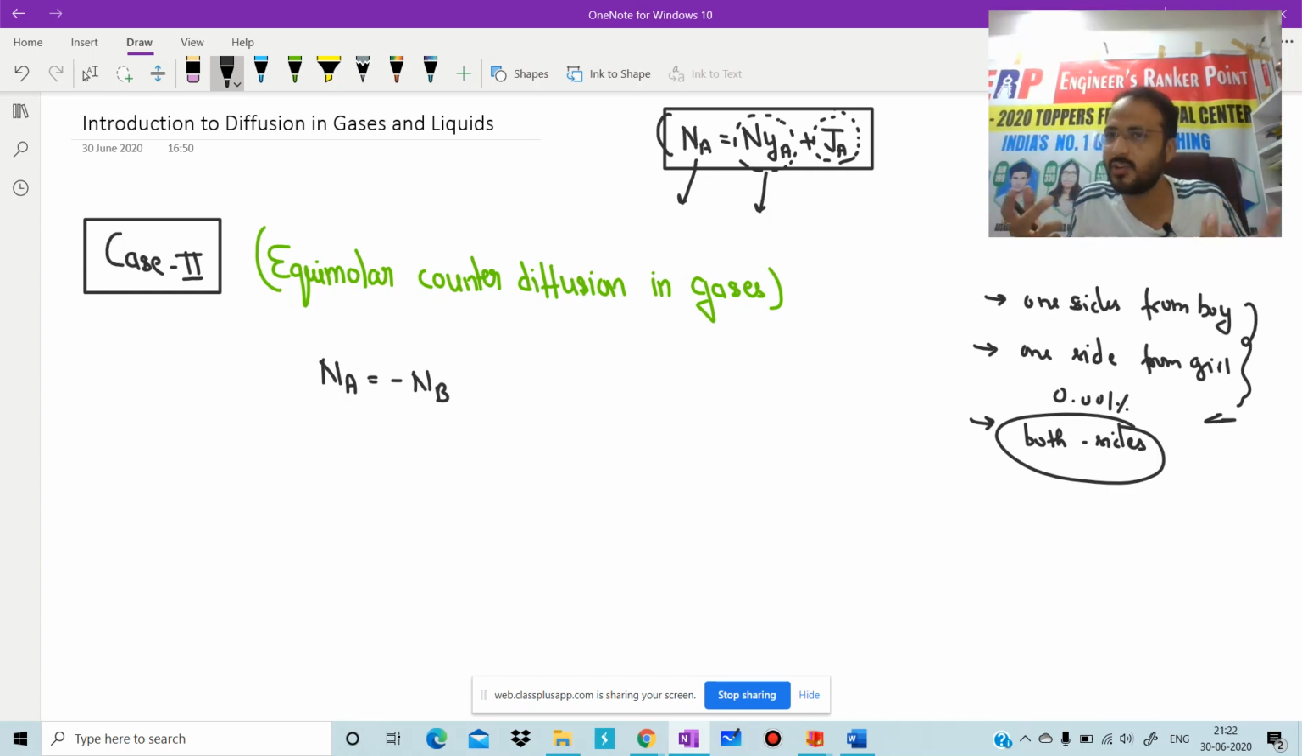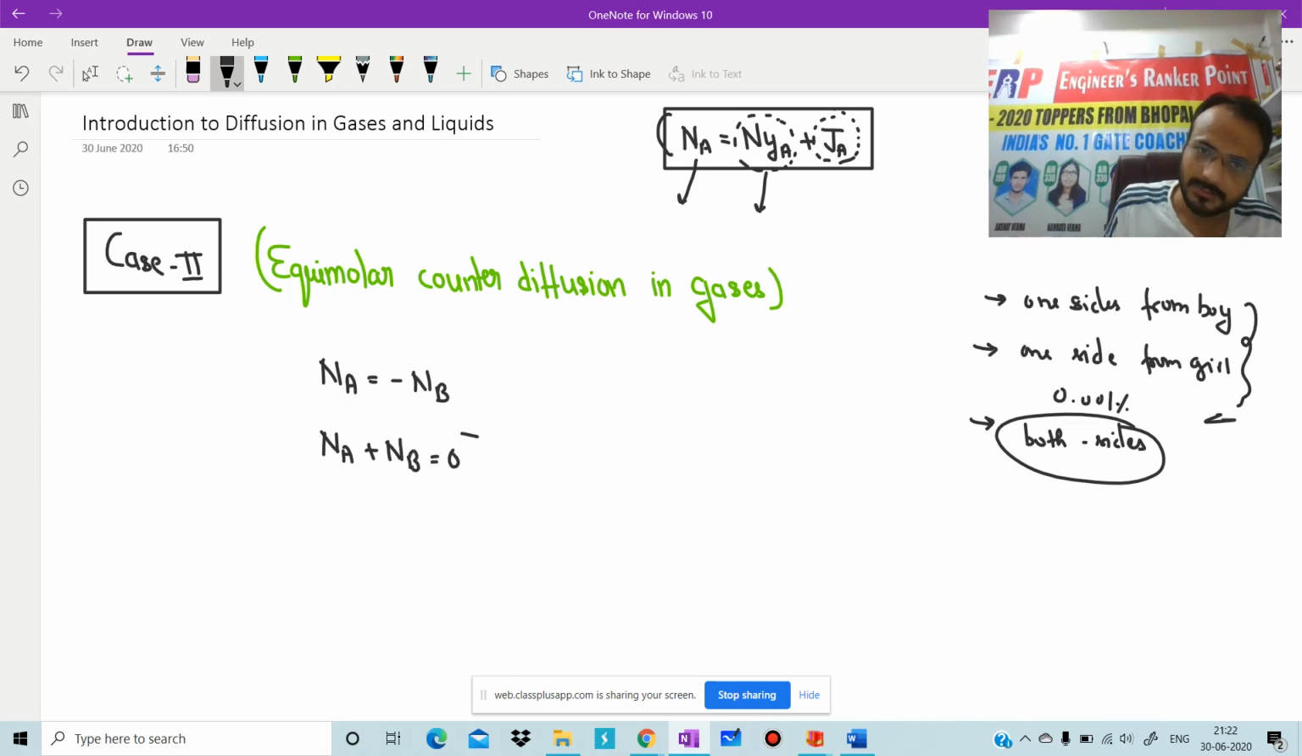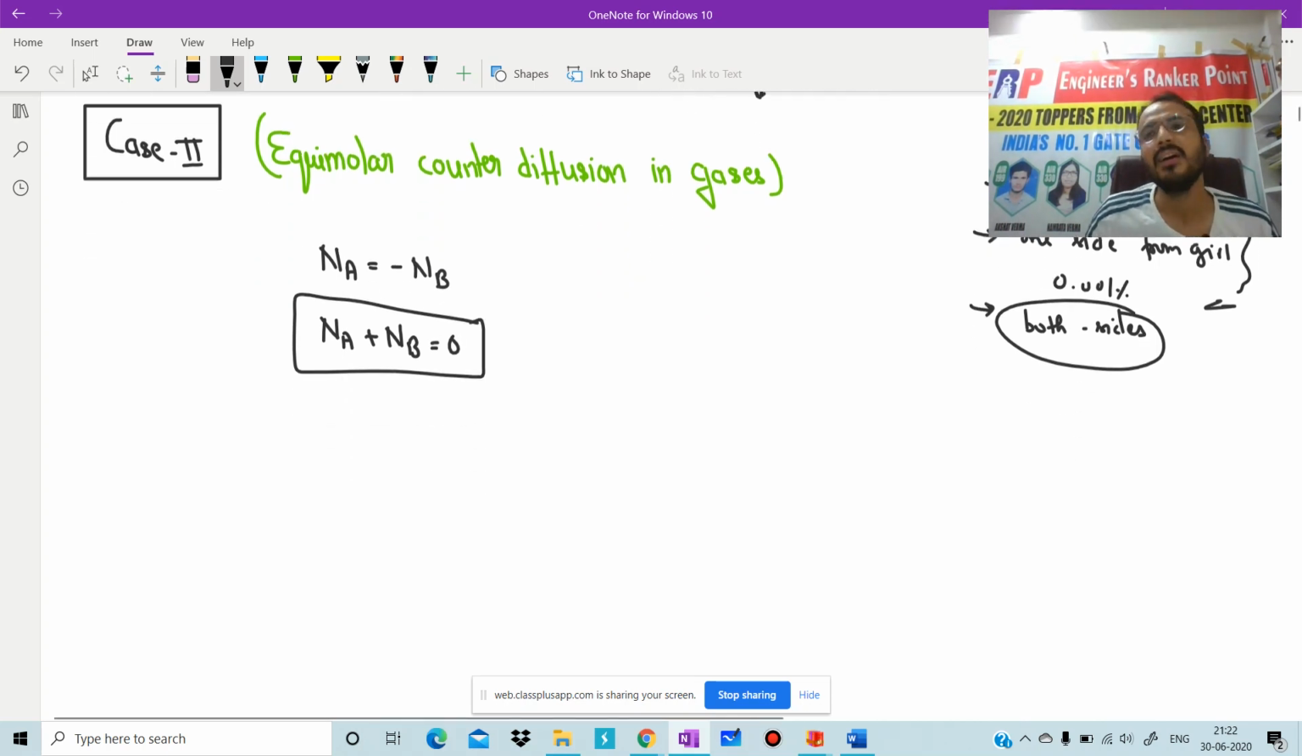Very simple theory. All of you are engineers, you already know. Is it clear up to this point? There should be no doubt. From this, what we can say, Na plus Nb is equal to 0. You know, this is also a GATE question. Is it clear? Now write down some theory and then we will derive this simple formula.